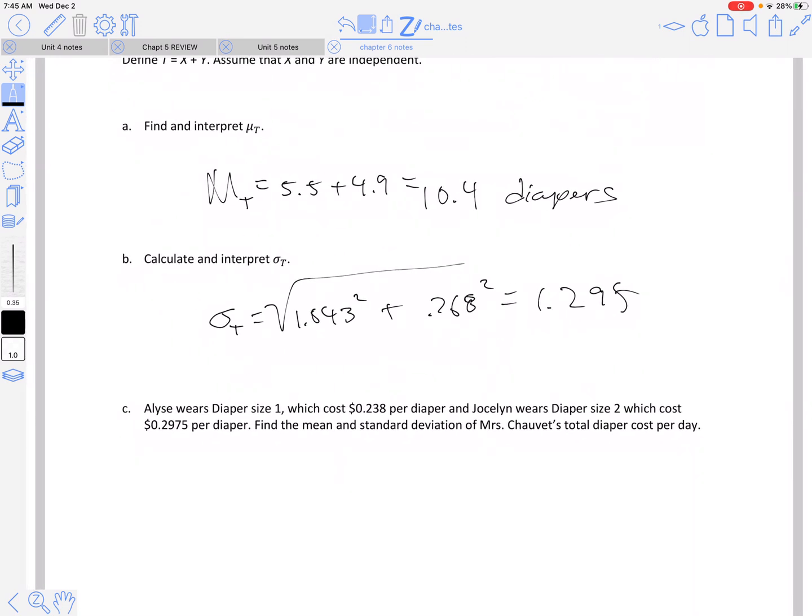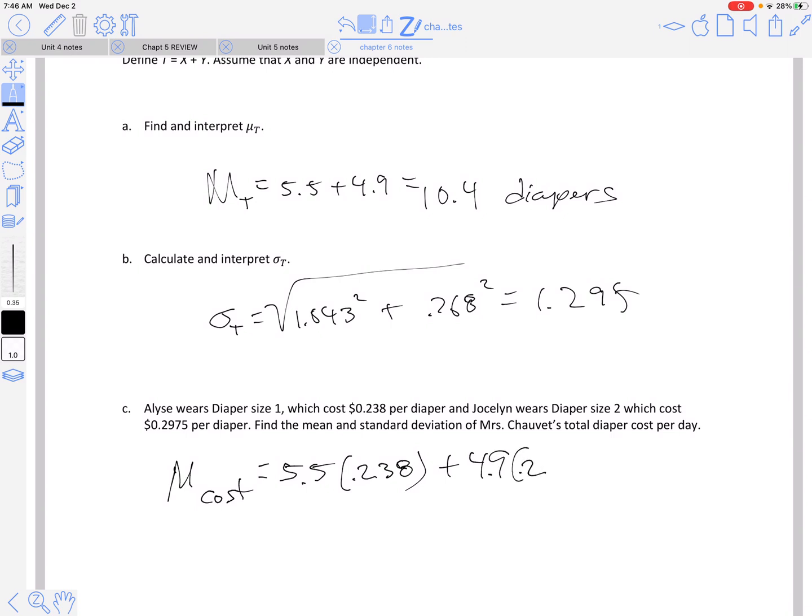Okay, all right, and so this last one down here, we have this girl that wears small diapers that are a little bit cheaper and the other girl that wears the bigger diapers that are a little bit more expensive. So we want to find the mean and standard deviation of the total cost. So we're going to add and multiply in this one, right? We're going to do 5.5 times 0.238. So that's the mean times the price, plus, and we can do this, right?